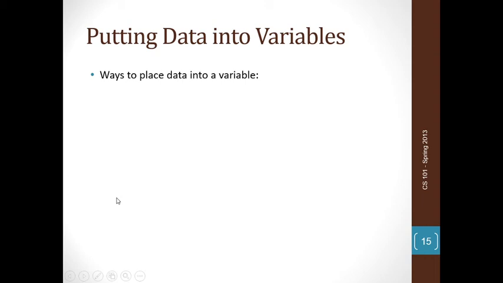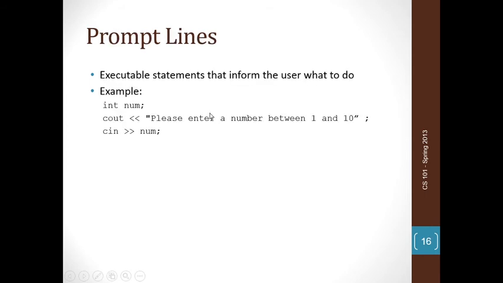Ways to place data into a variable. Use C++ assignment statement. We can use C++ assignment statement to place the value of one variable into another variable. Use input read statement. Prompt lines, executable statements that inform the user what to do. For example, we have declared a variable num, then we are prompting the user to enter the value.